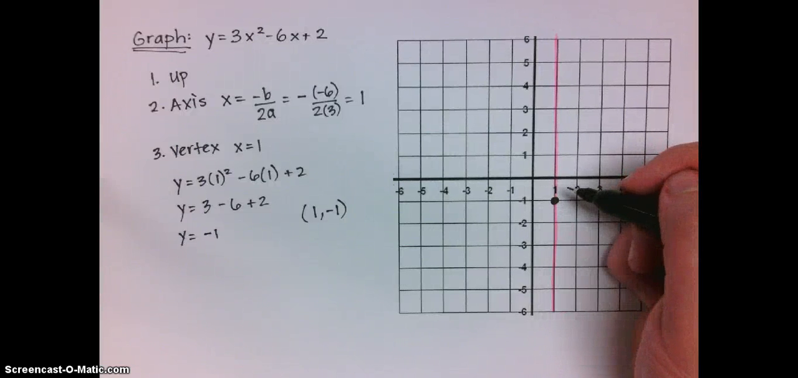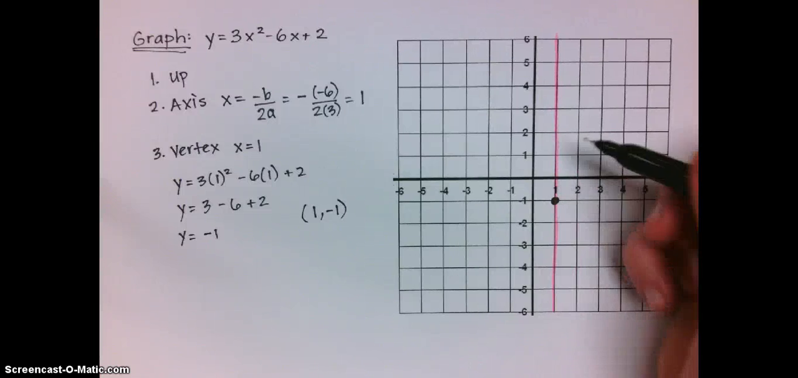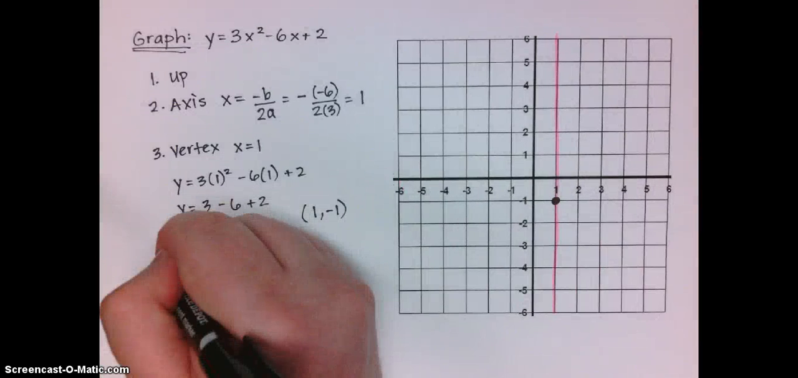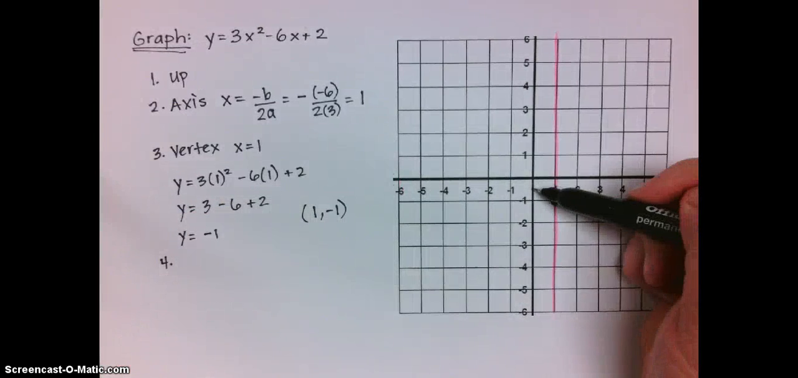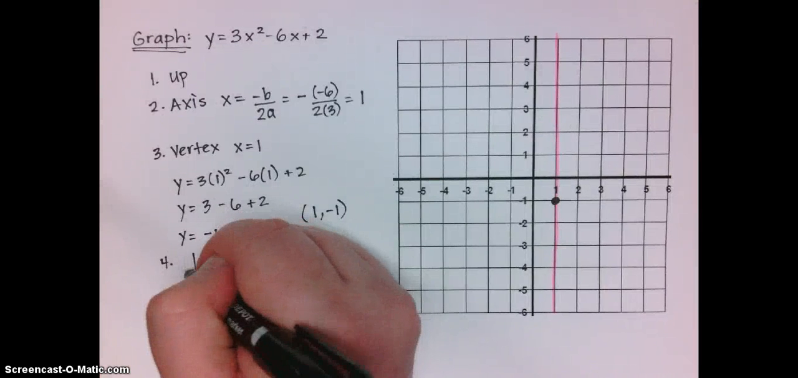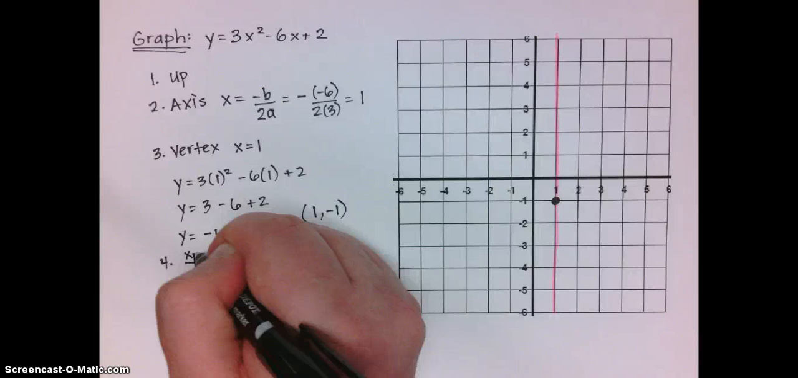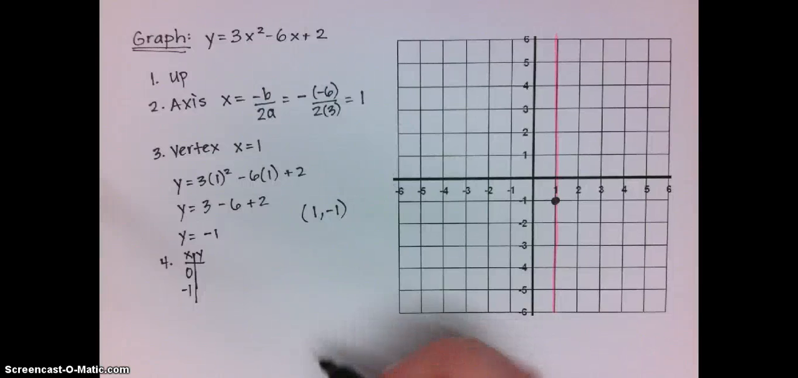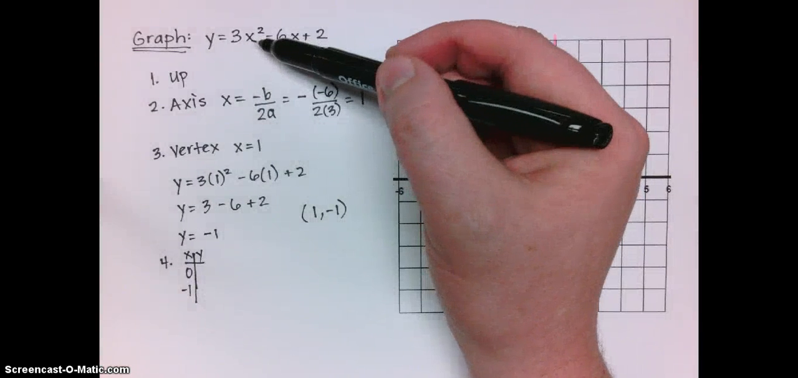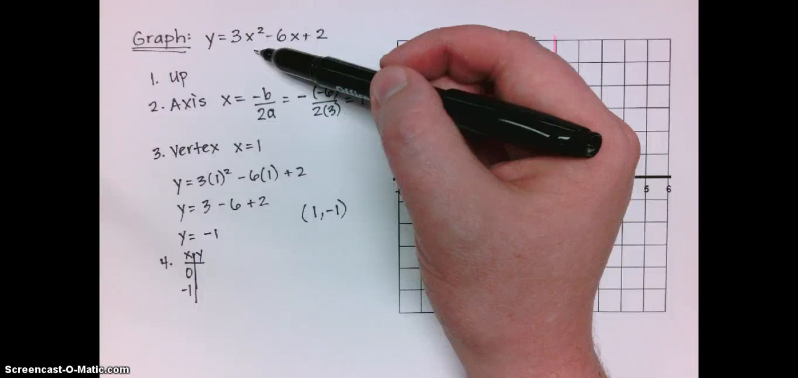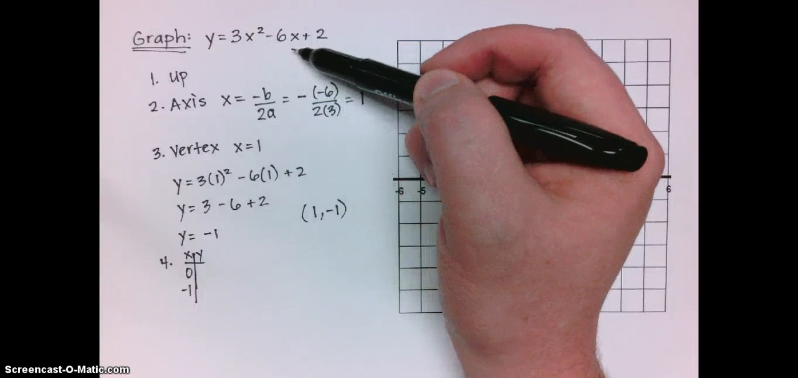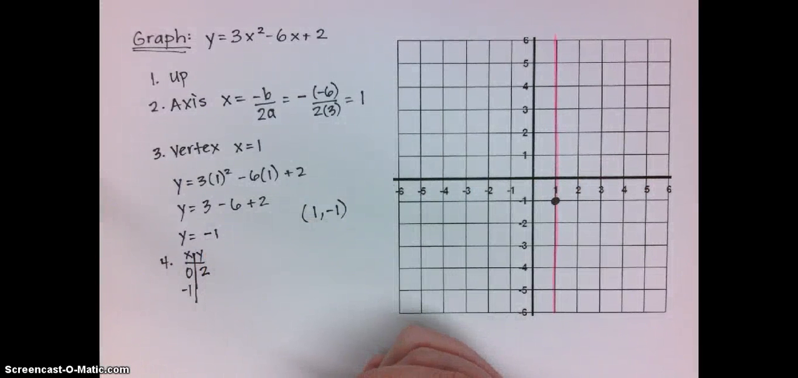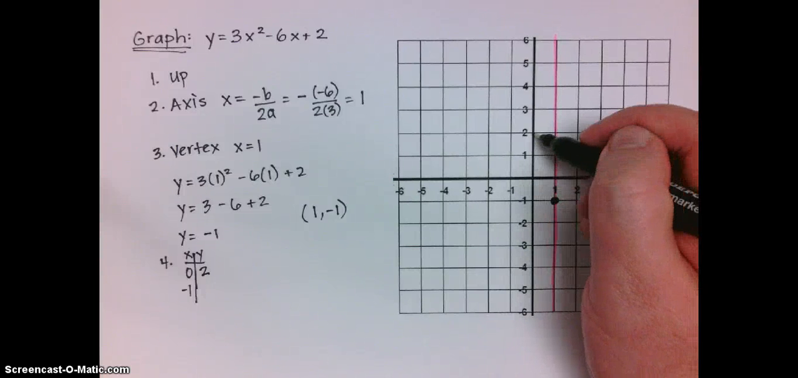So now what I'm going to do is I'm only going to choose maybe 2 more points, and I'm going to choose them on the left-hand side of this axis of symmetry. So I'm going to choose 0 and I'm going to choose negative 1, and I'm going to plug those in. So I'm going to make a table, but I'm only going to choose 2 points, and I'm going to plug those into the top. When I plug in 0 here, 3 times 0 squared is 0, minus 6 times 0 is 0, plus 2 is simply 2. Okay, so that's one of my points, 0, 2.